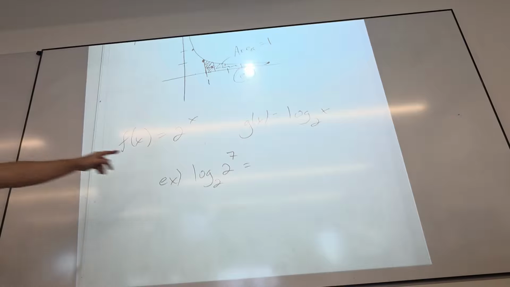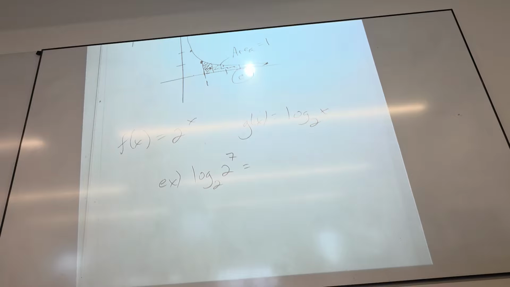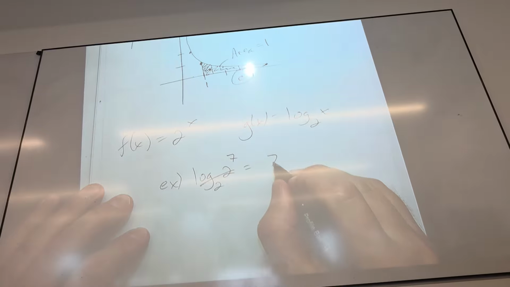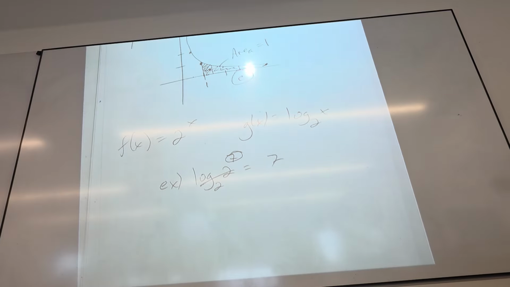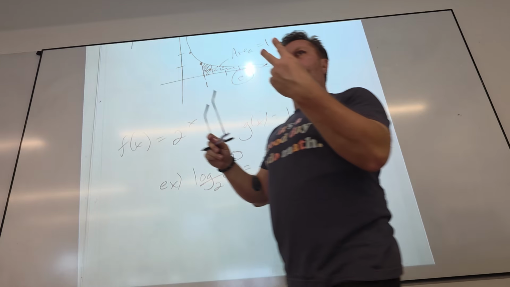Now, another way to realize this is if these two are inverses of each other, what do inverse functions do when you plug one into the other one? They kill each other. So these kill each other. So of course the answer is 7 because it's the only thing left alive. 2 ways you can look at that problem.